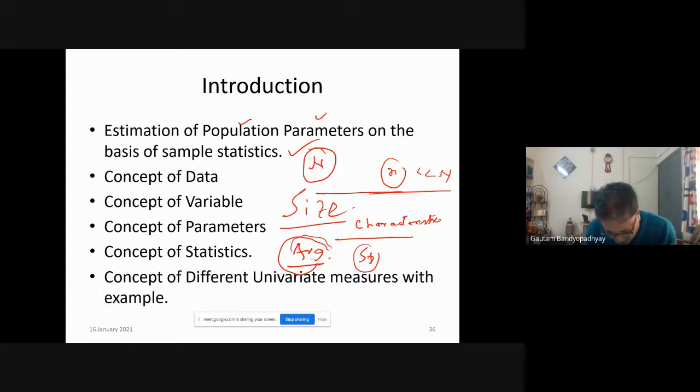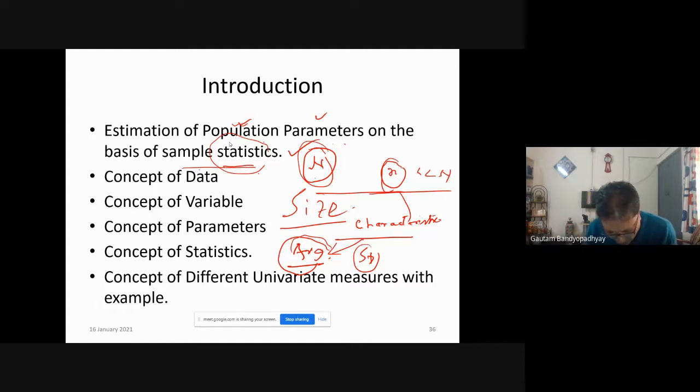When we go for the population mean, since the population size is very large, it is not possible to cover all the population members. So we go for some sample observations. On the basis of the sample observations, we can calculate a statistic, called the average, based on the sample size small n. That's why it is called a sample statistic. A statistic is a characteristic of the sample, and a parameter is a characteristic of the population. These are important words in research. So how do we estimate the population parameters on the basis of the sample statistic?